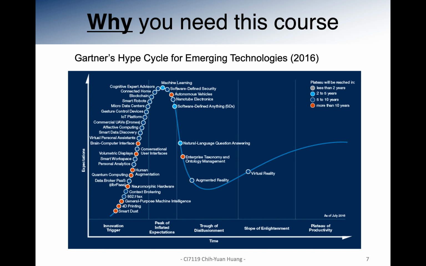So as you can see, Gartner thinks that machine learning, blockchains, and connected homes are some of the emerging technologies that were attracting a lot of attention at that time. And then there were some technologies that started having lower expectations, but are coming to a stable period, including VR and AR technology.